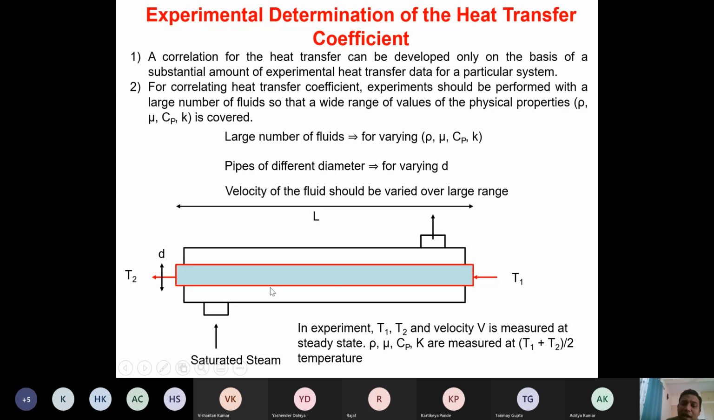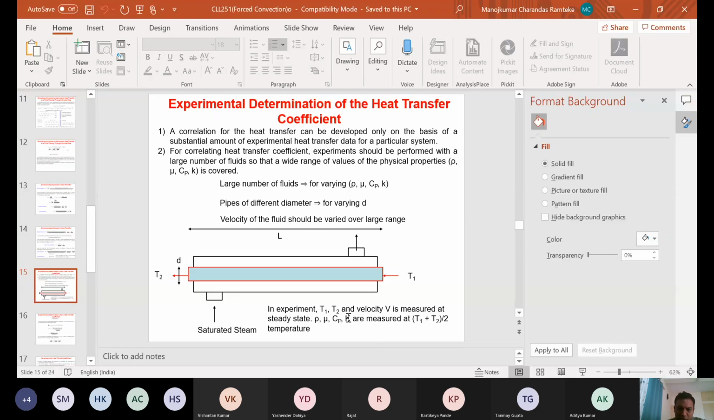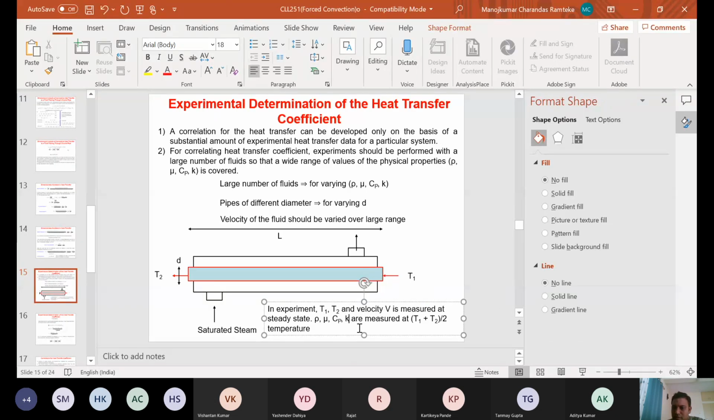Then again, if I am using steam here, steam is getting condensed and heat is being transferred here, isn't it? So that means the temperature of the fluid is changing across the length. So clearly the properties rho, mu, Cp, k are also going to change. So which values do I have to use? I have to use the values at the average temperature. So the values of the fluid properties should be used at the average temperature, T1 plus T2 divided by 2. So rho, mu, Cp and k should be used at the average temperature.